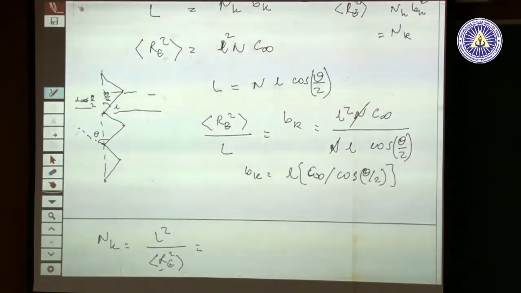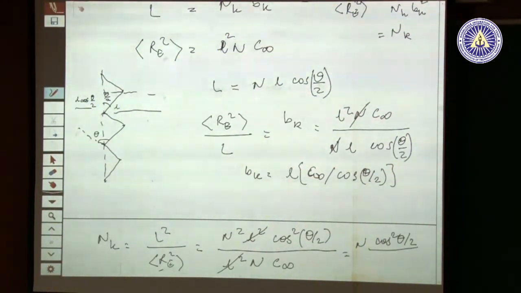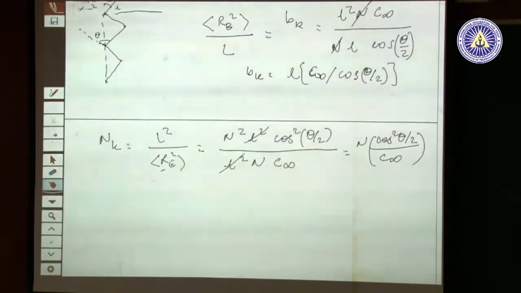For a freely rotating chain, I have n squared L squared cos squared theta over 2 divided by Re squared was L squared n C infinity. Okay. So the L squared and L squared would cancel, and this would give me n times cos squared theta over 2 by C infinity. So for any freely rotating chain, I can find an equivalent Kuhn model.